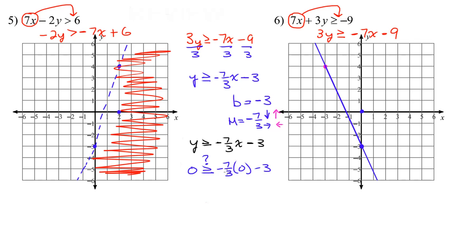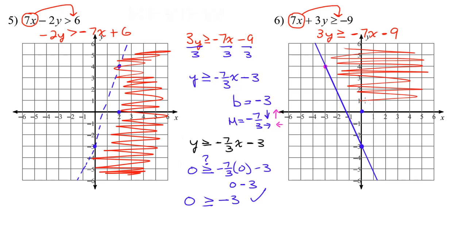So -7/3 times 0 is 0. And 0 minus 3 is -3. So 0 is greater than or equal to -3, and that is a true statement. So origin (0, 0) is to the right of the line, and that's true. So that means the right of the line is the correct side to shade.